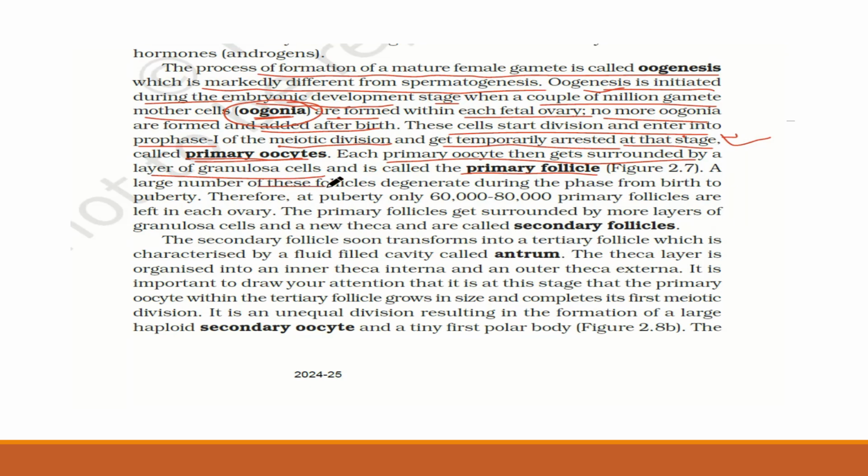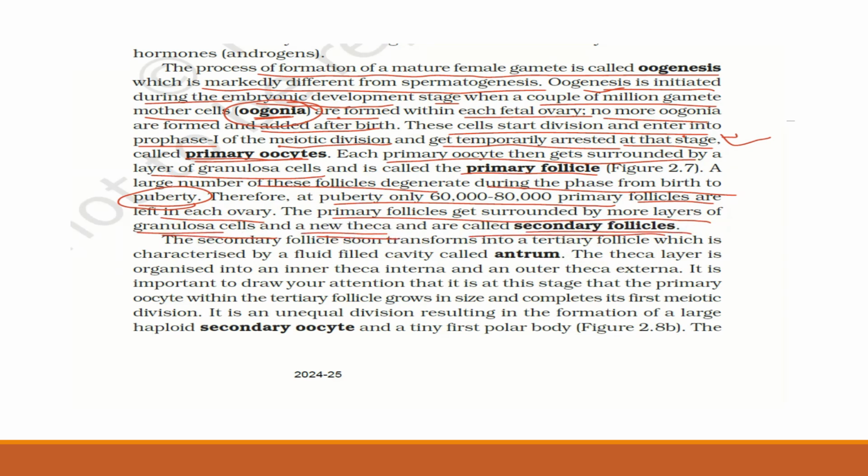A large number of these follicles degenerate also. A couple of million gamete mother cells, oogonia, were there at the time of birth, but they degenerate during the phase from birth to puberty. Therefore at puberty only 60,000 to 80,000 primary follicles are left in each ovary. The primary follicle, surrounded by more layers of granulosa cells and new theca cells, gives rise to secondary follicles.